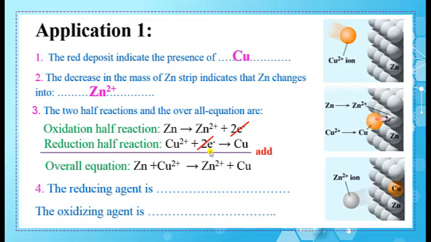What is the reducing agent and what is the oxidizing agent? The oxidation reaction is Zn gives Zn2+ plus 2 electrons. Then Zn undergoes oxidation, so it is the reducing agent. The reduction half reaction is Cu2+ plus 2 electrons gives Cu. Since Cu2+ undergoes reduction, then it is the oxidizing agent.